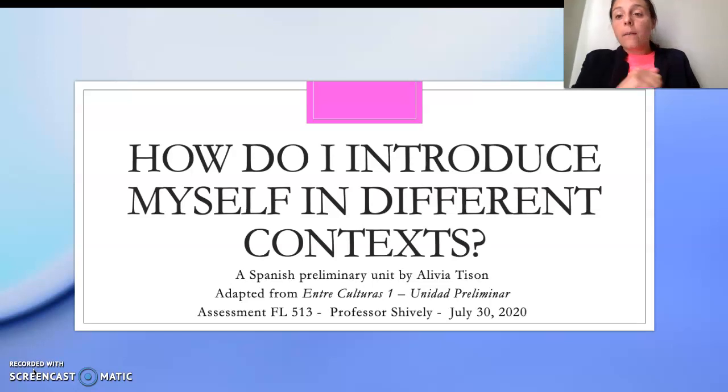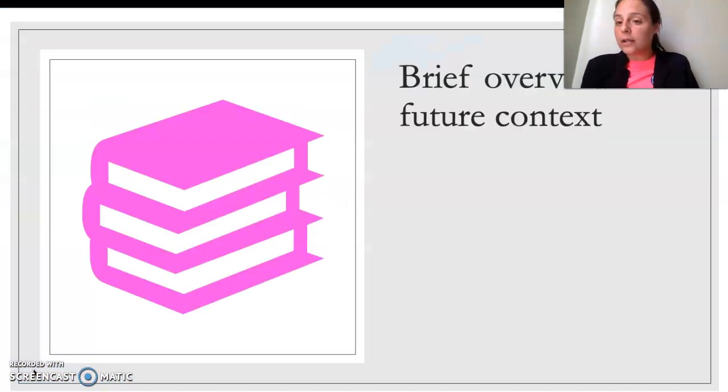And the title of my unit is How Do I Introduce Myself in Different Contexts? This was adapted from a textbook called Entre Culturas Uno. It's a very good textbook, lent to me by Kate Eggers-Leith. Thank you, Kate. And this was the Unidad Preliminar that I redesigned. So let me walk you through my future context.